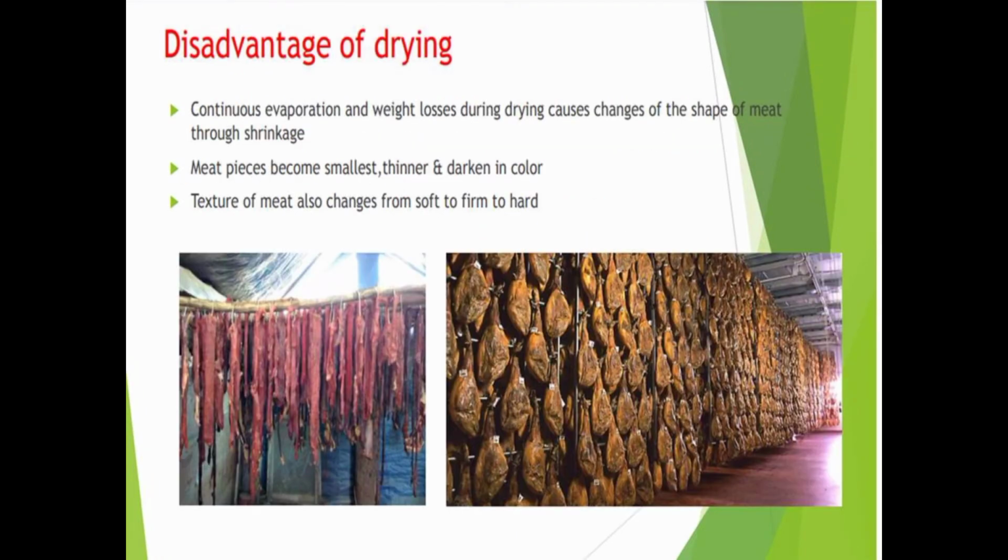Here are the disadvantages of drying. Continuous evaporation and weight loss during drying cause changes in the shape of meat through shrinkage. Meat pieces become smaller, thinner, and darker in color. The texture of meat also changes from soft to firm to hard.